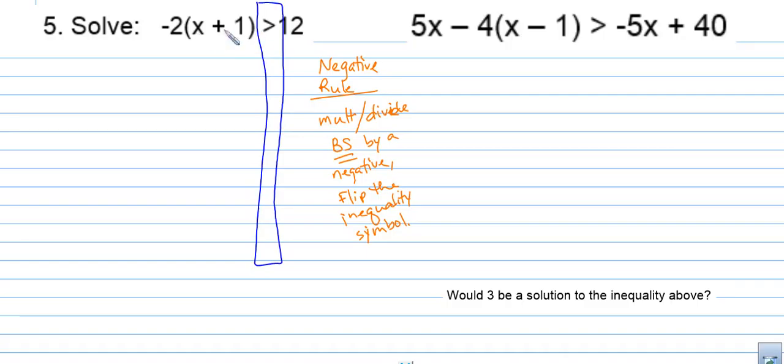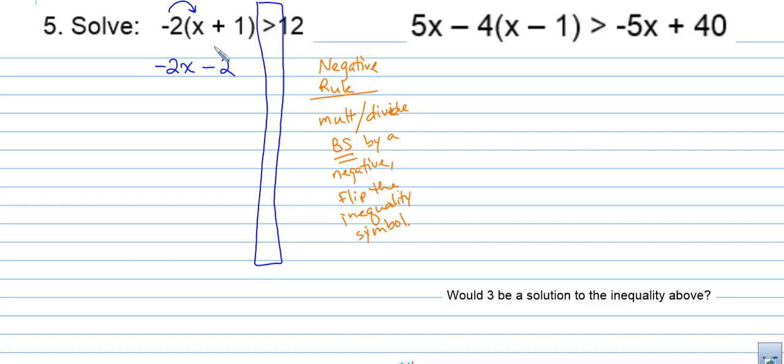We see we have a parentheses, and that means we need to distribute negative 2. Negative 2 times x is negative 2x, and negative 2 times positive 1 is negative 2. Pay attention to the negative times a positive giving you a negative. Okay, a lot of people want to just drop down the plus sign. We don't drop signs. We multiply our signs.